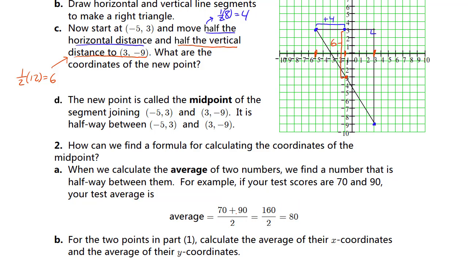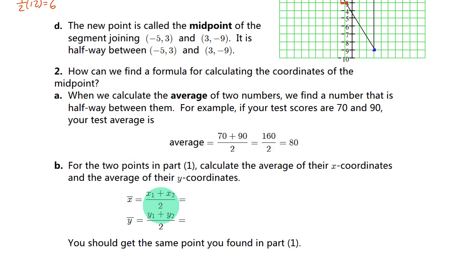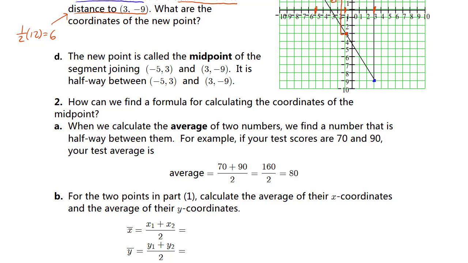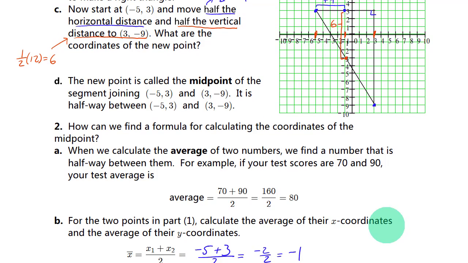So we can do the same thing here with the points we had. The x1 and the x2 were the x-coordinates. That's going to be -5 and 3. Add those up, divide by 2. -5 plus 3 is -2, divided by 2 is -1. That is the x-coordinate we ended up with at this point.